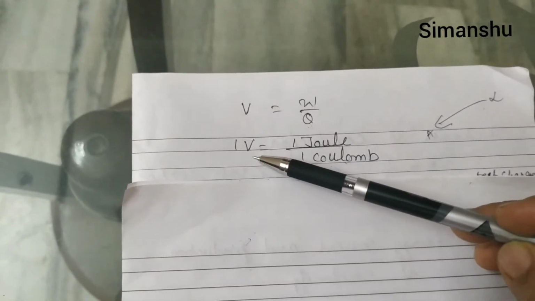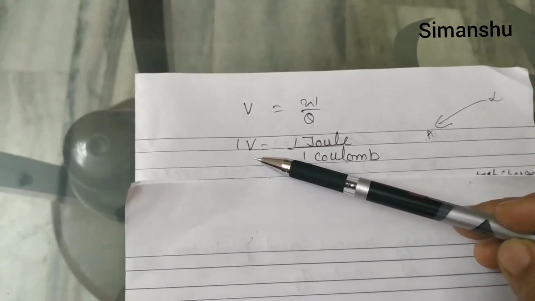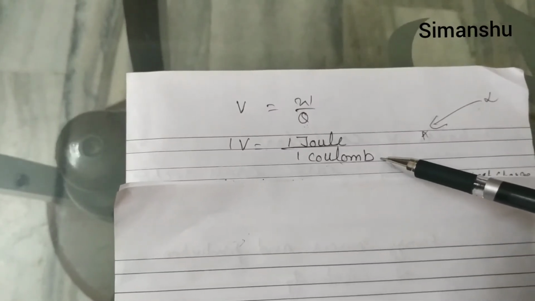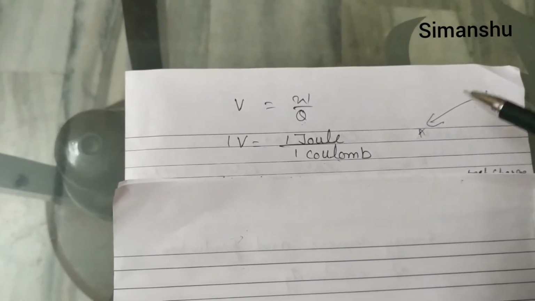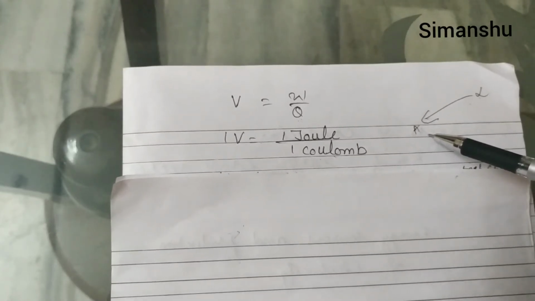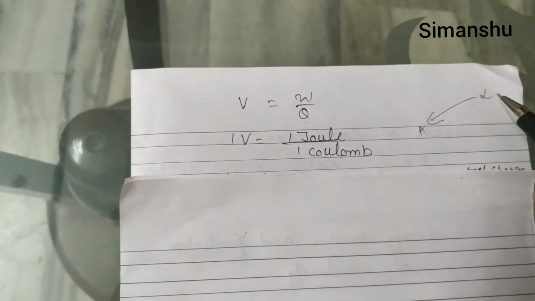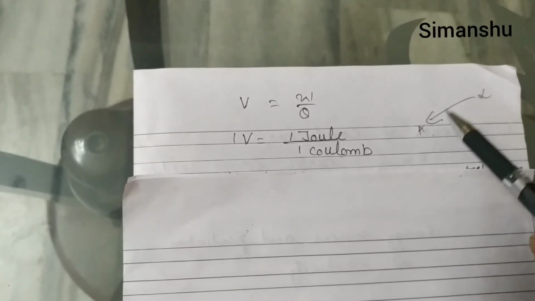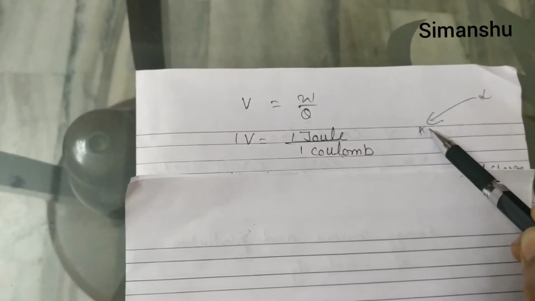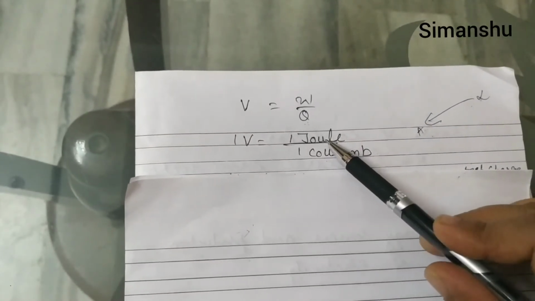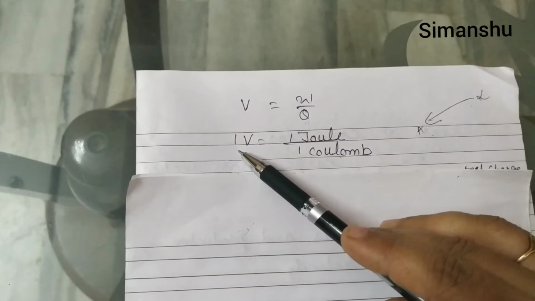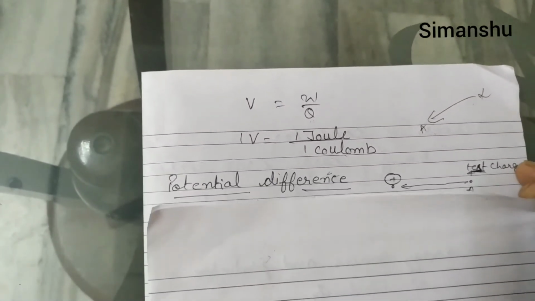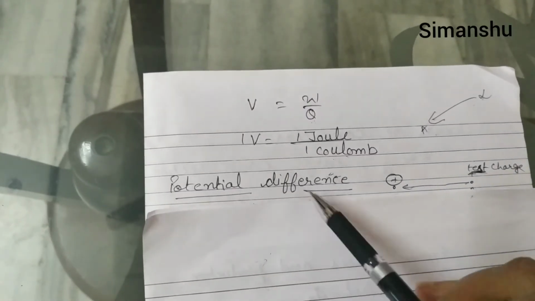Now you can define 1 volt. 1 volt is said to be the potential when 1 joule of work is done in bringing a 1 coulomb charge from infinity to that point. I'm going to repeat. When we move a 1 coulomb charge from infinity to a certain point and we do 1 joule of work, then the potential is 1 volt. Clear?